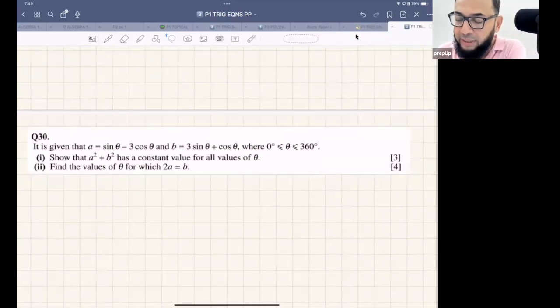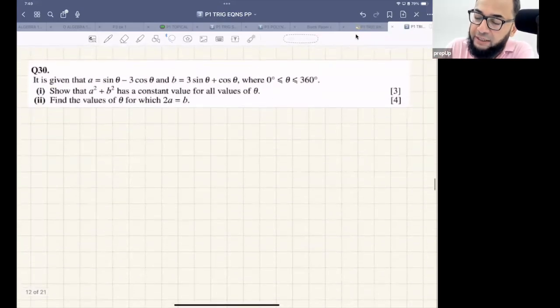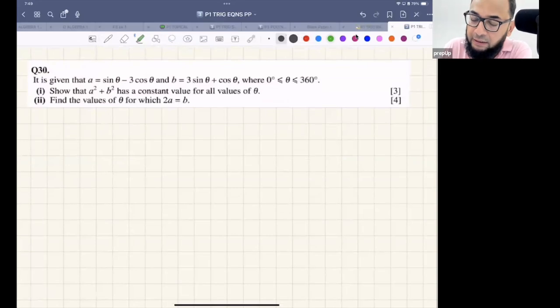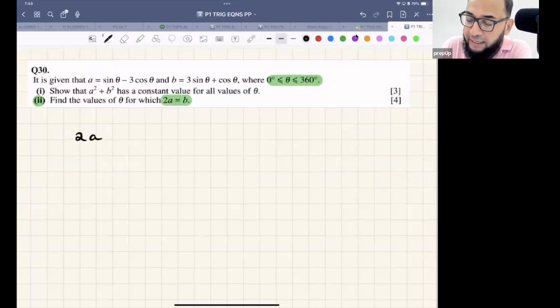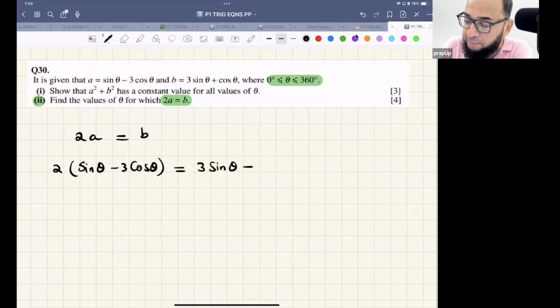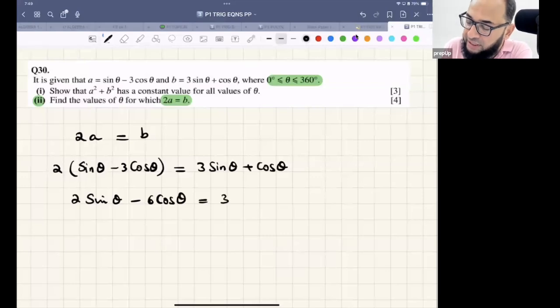Okay, so now it says find the values of theta. That's the green thing. Find the values of theta for which 2a is equal to b, and this is the range. So we have 2a equals b: 2 times (sine theta minus 3 cosine theta) equals b, which is 3 sine theta plus cosine theta. Open up the brackets. That is 2 sine theta minus 6 cosine theta. This is 3 sine theta plus cosine theta.